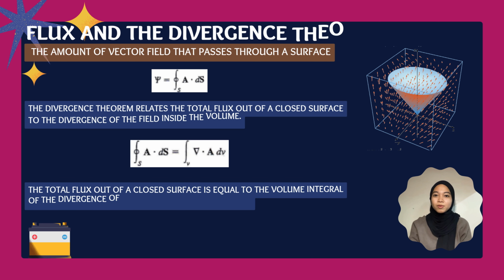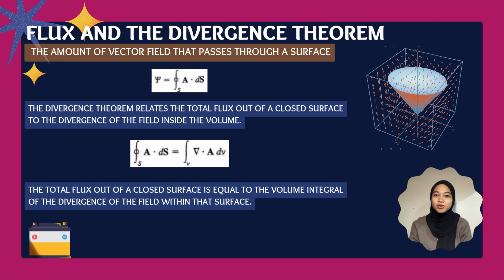Now, let's talk about flux and the divergence theorem. Flux simply means the amount of a vector field, like air, fluid, or force, that passes through a surface. The formula shown here calculates this flow using a surface integral. The divergence theorem connects the total flux through a closed surface to the divergence of the field inside the volume. You can see the equation here. It says the total outward flux is equal to the volume integral of the divergence inside.